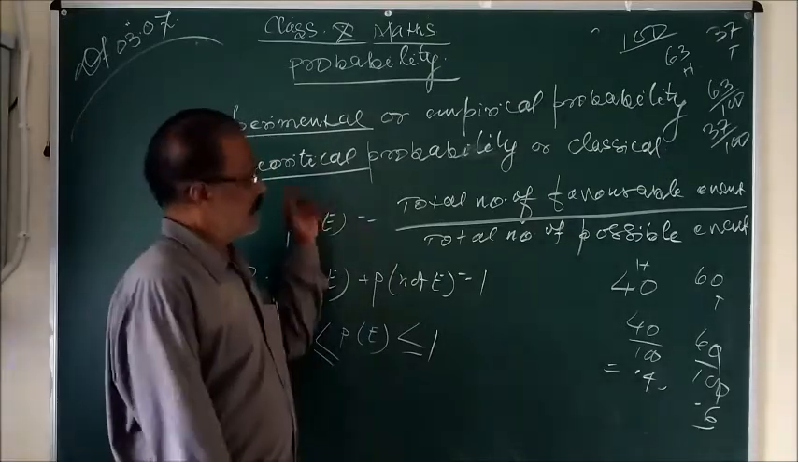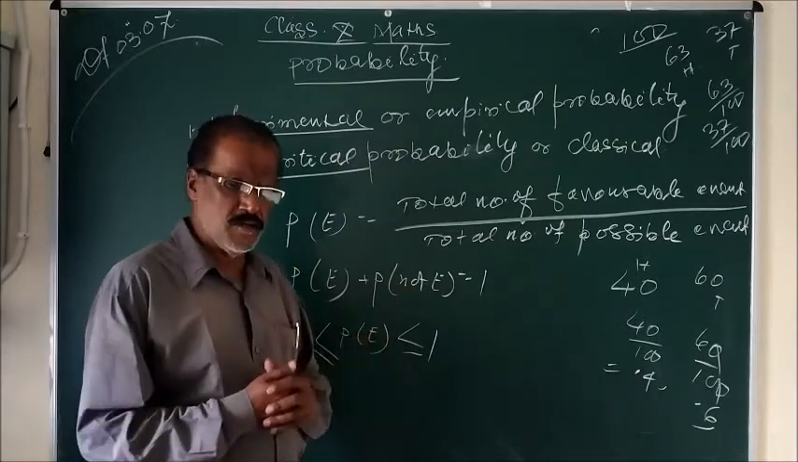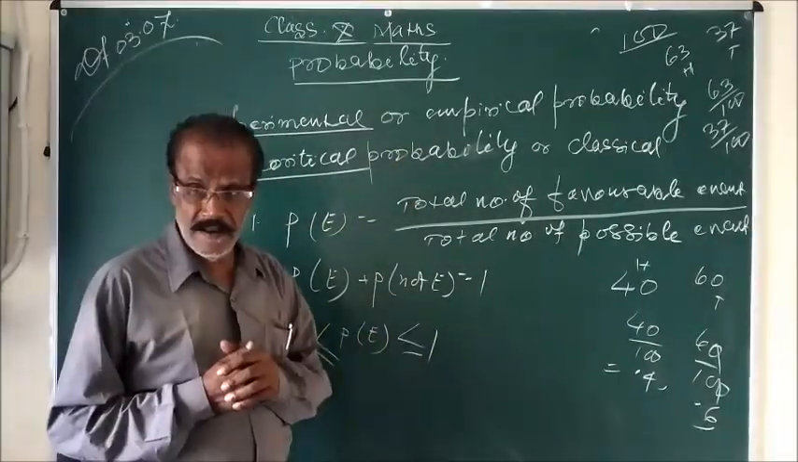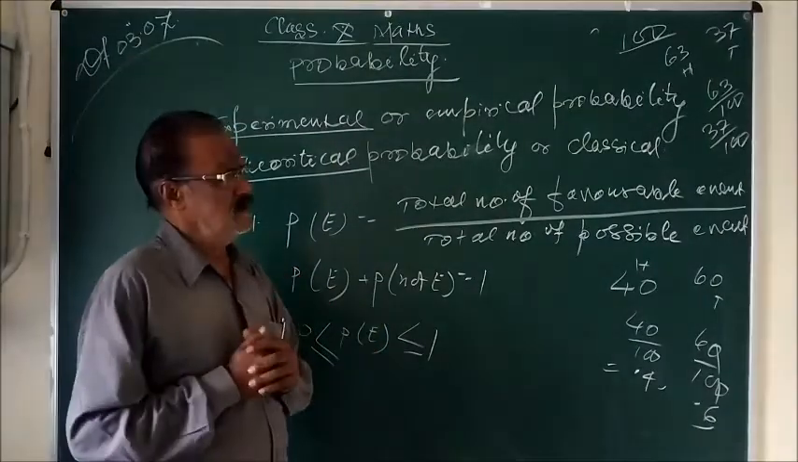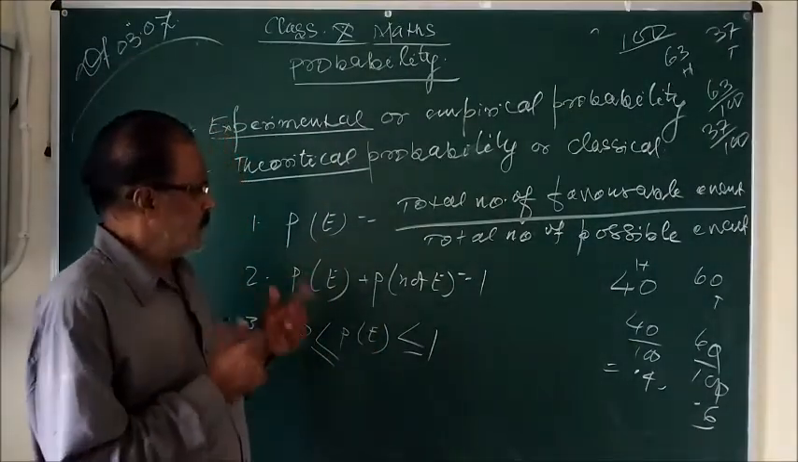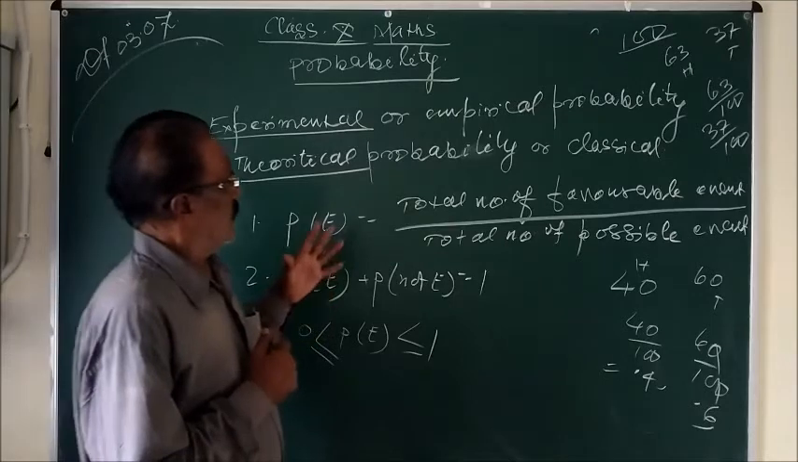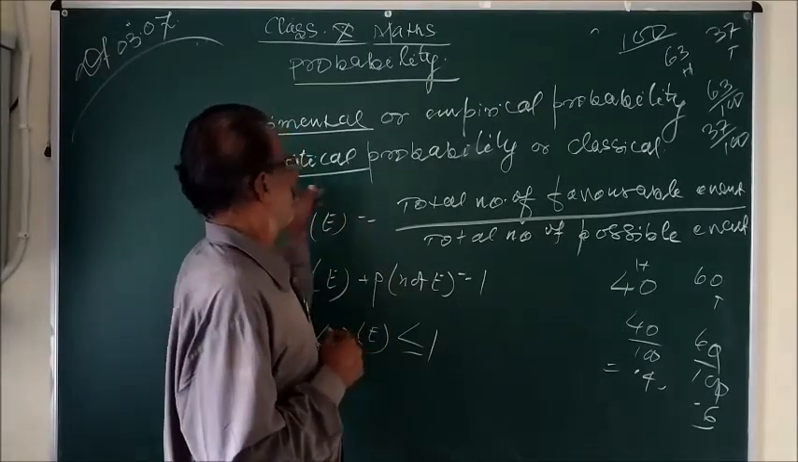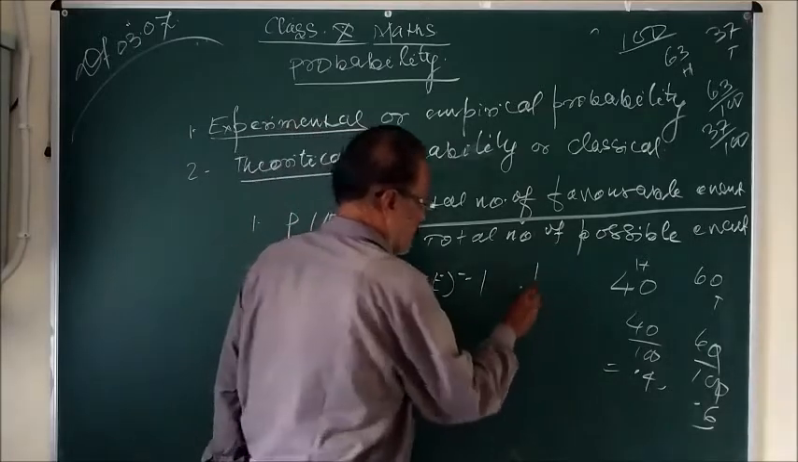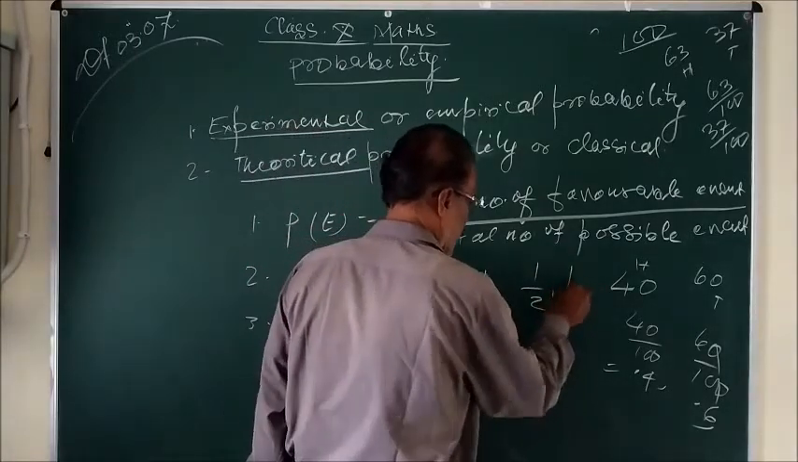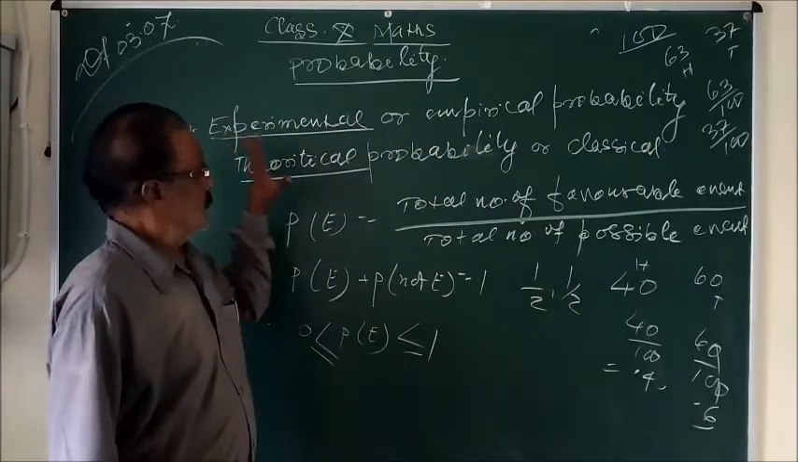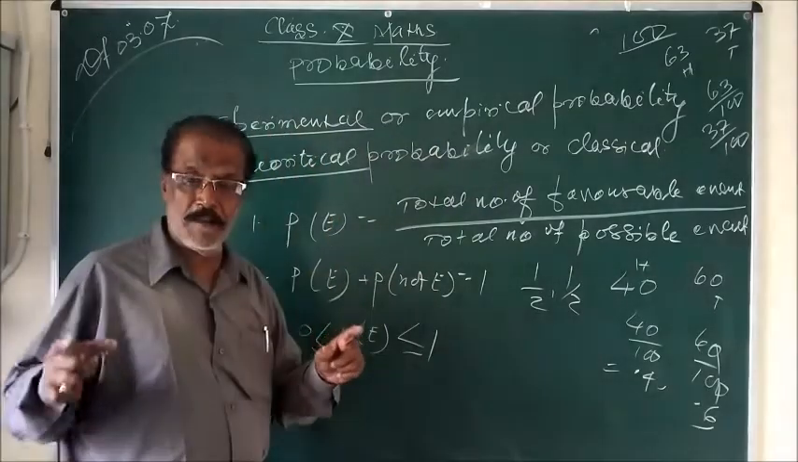Theoretical means, if I ask you what is the probability of head and tail, you cannot predict. Prediction is very uncertain, and therefore it is called theoretical probability, and this will come very close to half. So this is the introduction of probability.